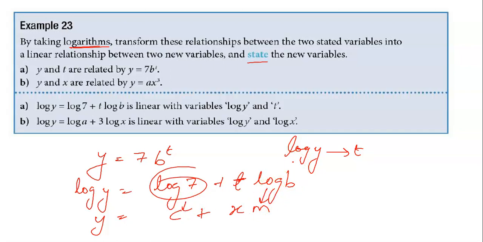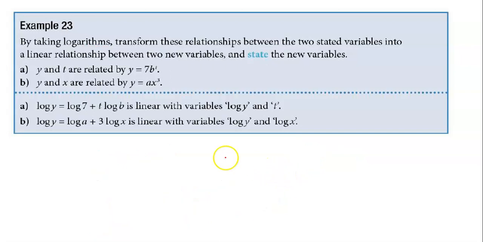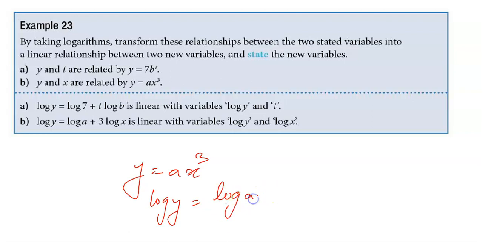Fine. Now for the second equation, y equals to a x raised to power 3. Log of y equals to log of a plus 3 log of x. Okay, compare with y equals to, this becomes c plus, now over here mx. This becomes x, this becomes our gradient and this becomes our intercept.